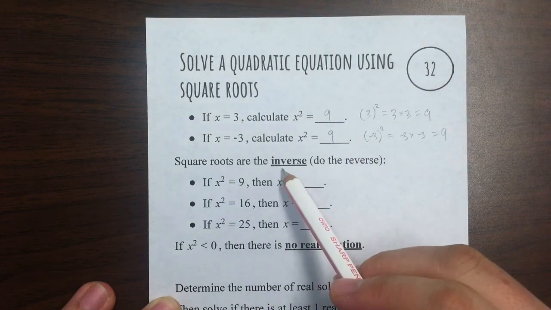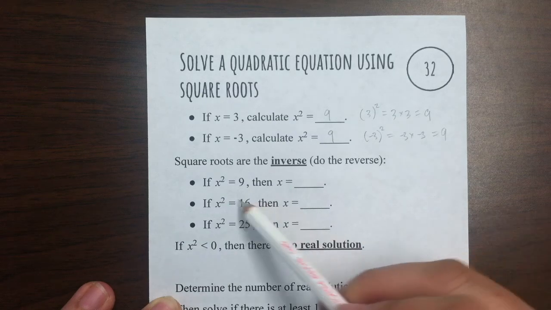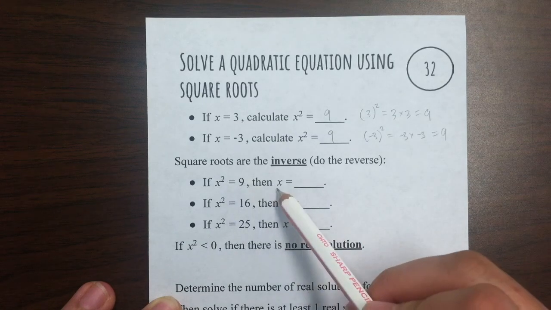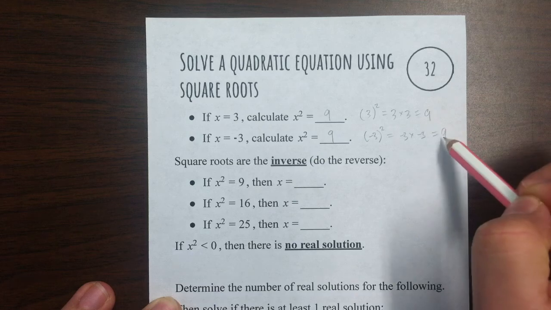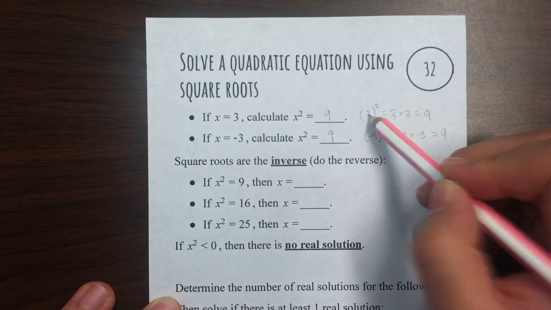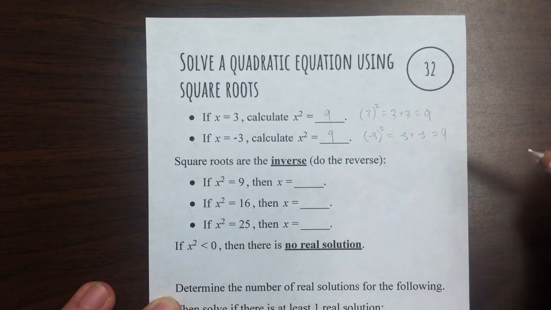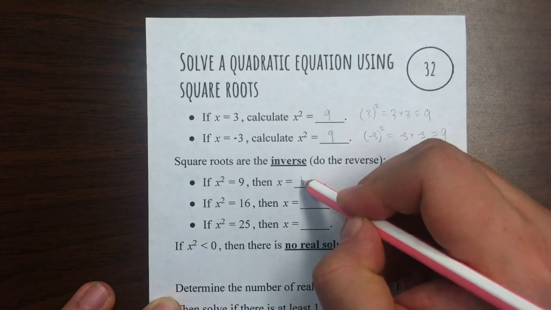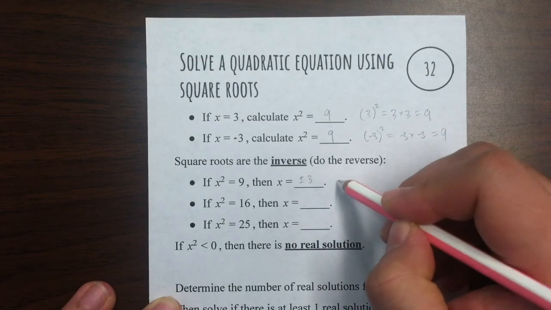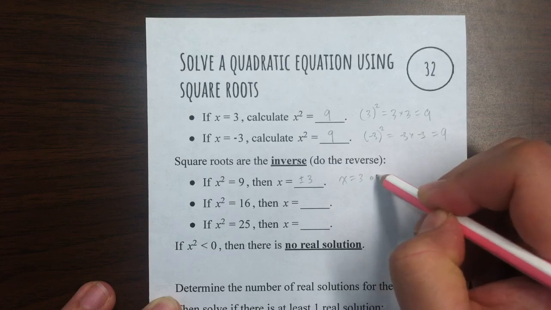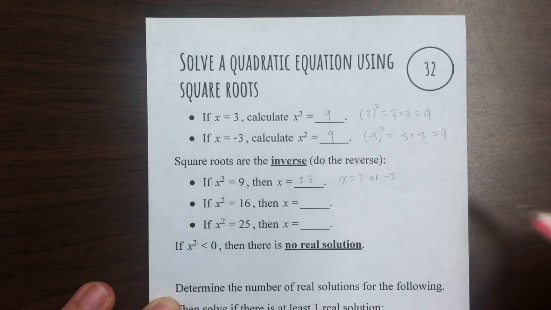Now square roots are the inverse, which means I do the reverse. If x squared equals 9, then x equals, well, if I go backwards, I can say 3, but it could also be negative 3. So one way I can write this is plus or minus 3. I can just write x equals 3 or negative 3 as well.